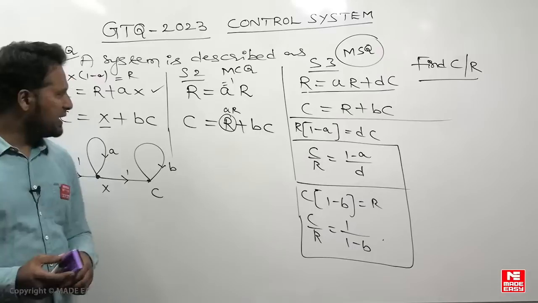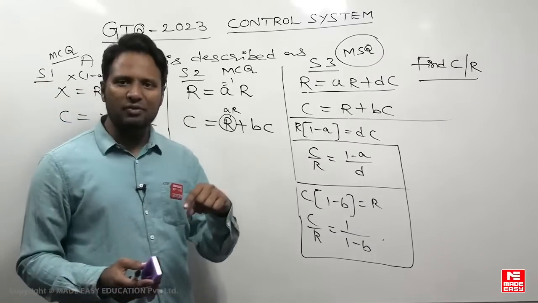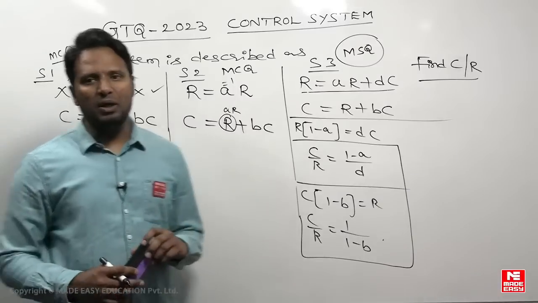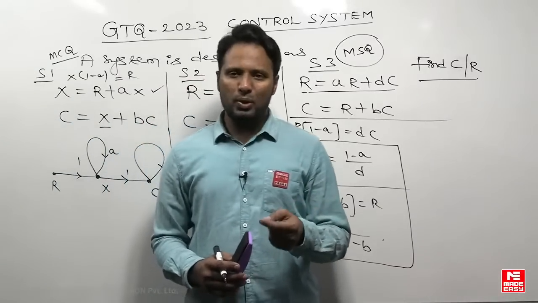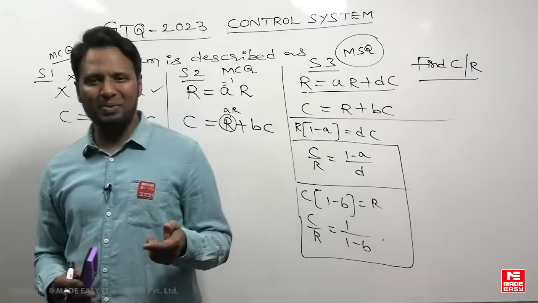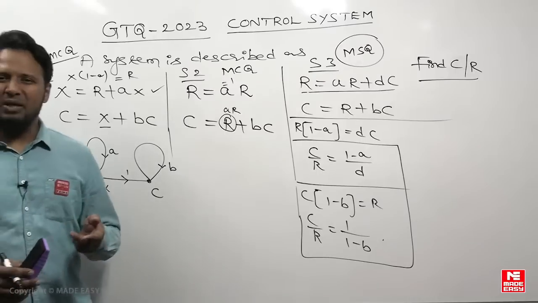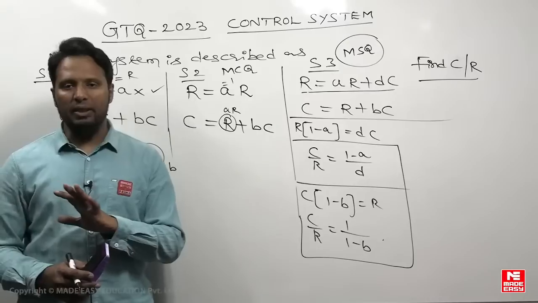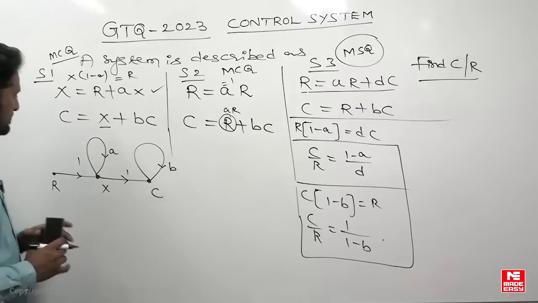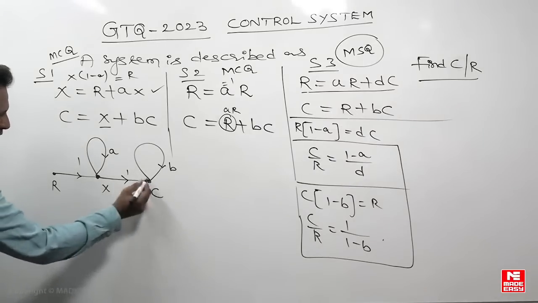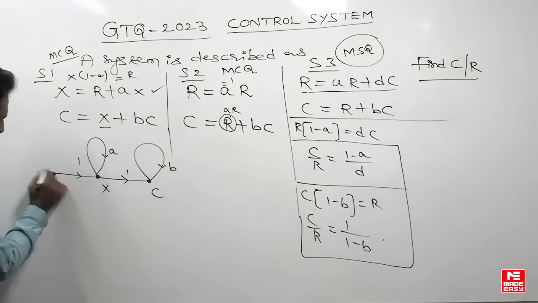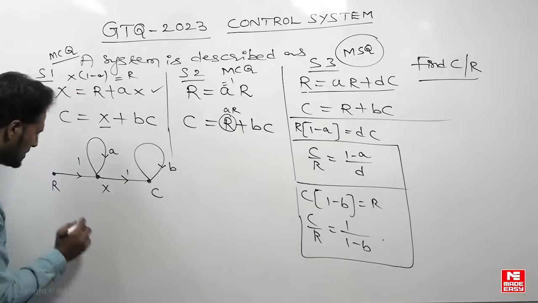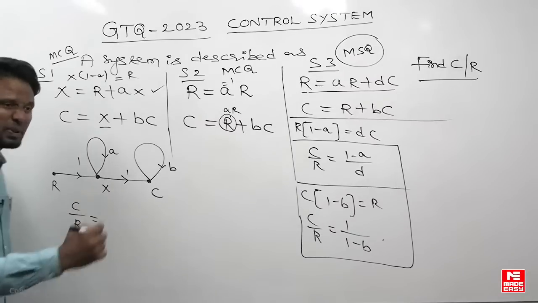Now, let me find C by R using Mason formula, which I found using simplification just now. See this please. If I want to use Mason formula to find any ratio, I should have input and output nodes. Input node is the one which has got only outgoing branches. Output node is the one which has only incoming branches. So, we should be having input and output nodes, then only we can use Mason formula. Otherwise, you cannot use Mason formula. That's very simple and clear. This node has only incoming branches, so this is the output node. This node has only outgoing branches, so this is the input node. I can find this C by R using Mason formula. No doubt, Mason formula will apply directly.